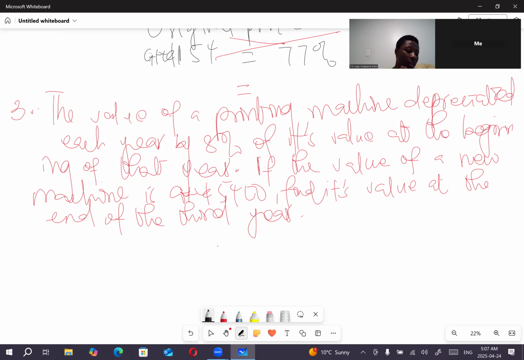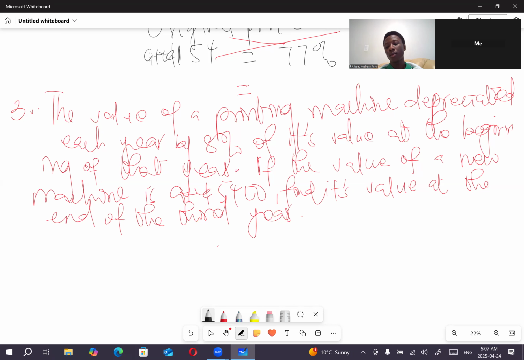Try your hands on this. The value of a printing machine depreciated each year by 8% of the value at the beginning of that year. If the value of a new machine is 5,004, find the value at the end of the third year. So this one, you just have to know the new value at the end of every single year.